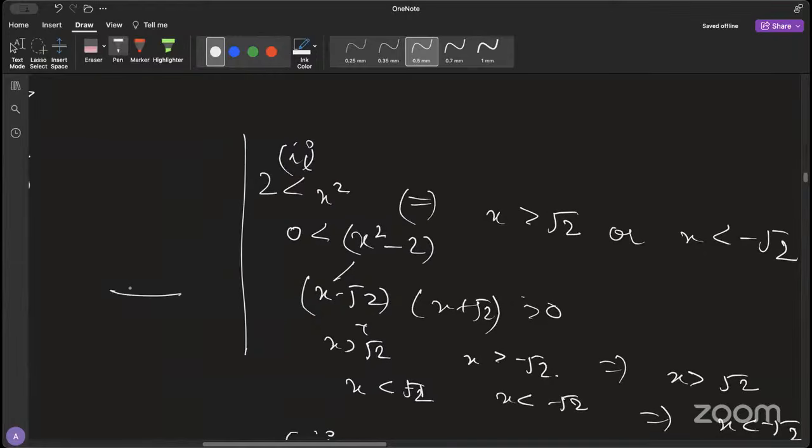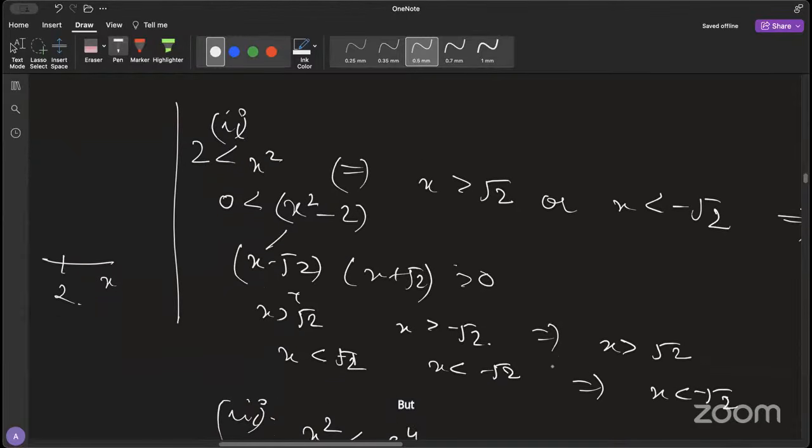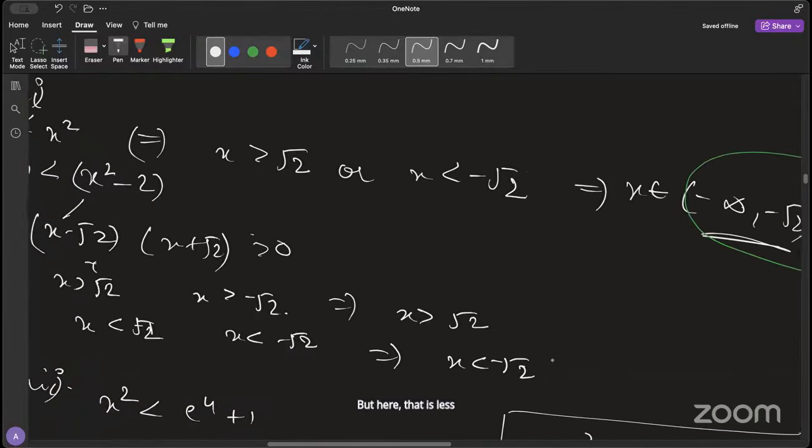It is okay, ma'am. You have written x less than x square, so x square minus 2 will be less than 0 here. So the result that you have got is right actually, but here that is less than 0. We have to write that.